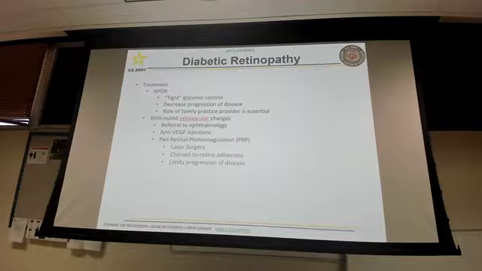All right, so for your non-proliferative, so no neovascularization going on, it's basically tight control of their glucose. All right, that's where that coordinated care between the PCM and the optometrist happens. Now, if there is neovascularization going on, then that is a referral to ophthalmology because typically they'll get injections, an anti-VEGF, or if it's really bad, then they'll go ahead and do PRP, so pan-retinal photocoagulation.